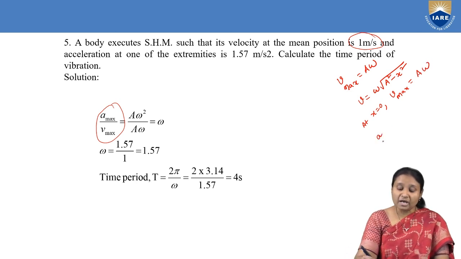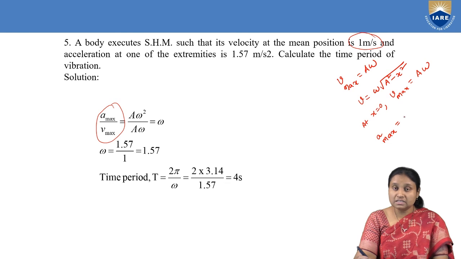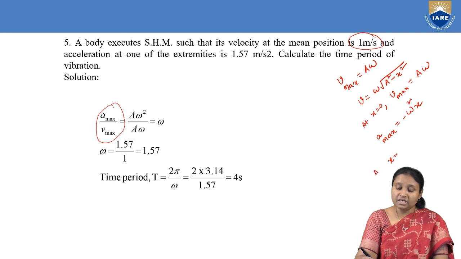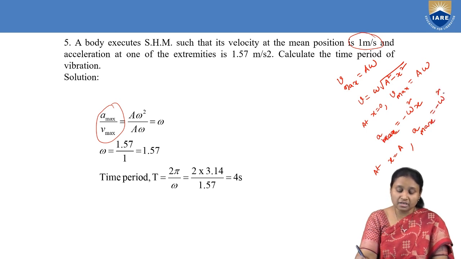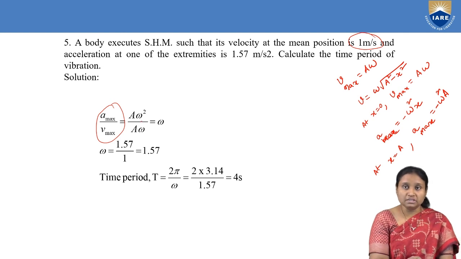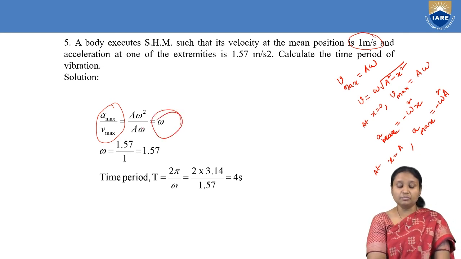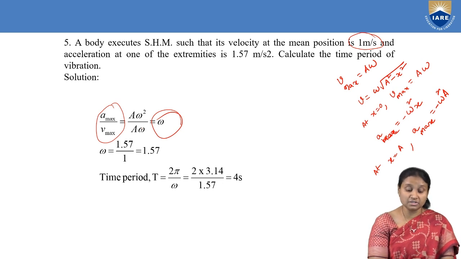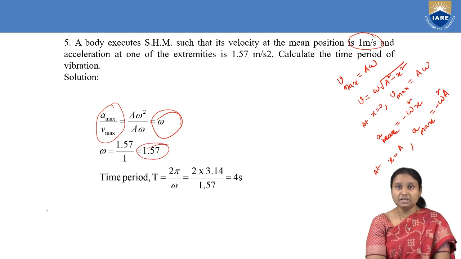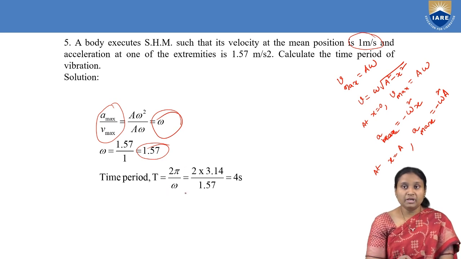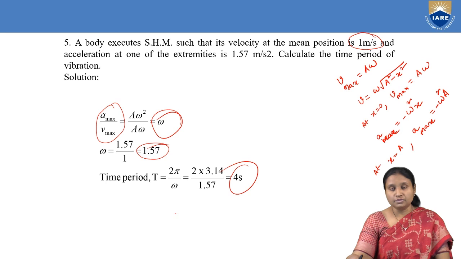And for the maximum value of acceleration, acceleration is given as minus omega square x, and when x equals the amplitude a, our acceleration will be maximum. That maximum value is minus omega square a. If I substitute these values in the ratio, I end up with the angular velocity omega as the ratio of maximum acceleration to maximum velocity. We were given both these values in our problem. So the angular velocity comes out to be 1.57. Then obviously the time period will be 2 pi by omega. If we substitute, it comes out to be 4 seconds.